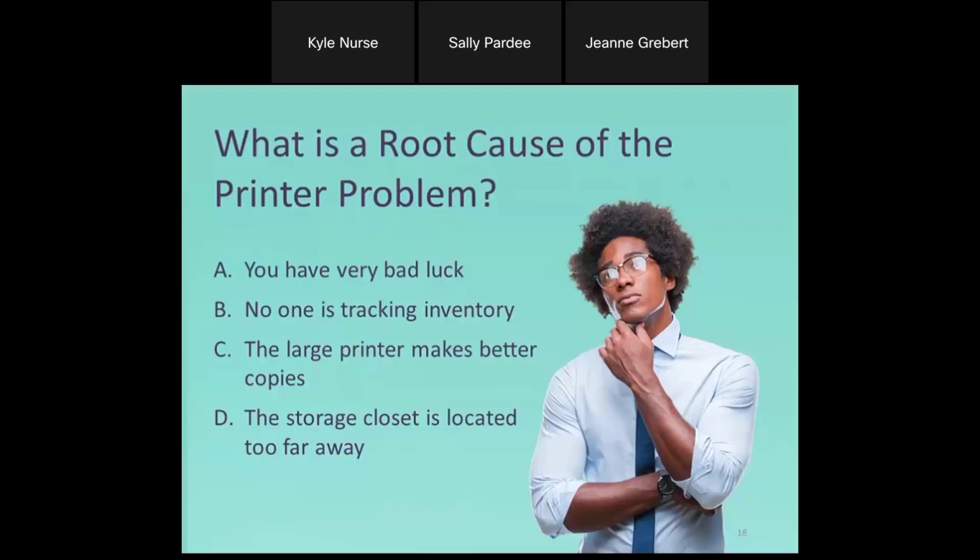So looks like B was the overwhelming response, Sally. Yes, the best answer here is B. No one is tracking inventory. By asking why, we were able to discover that a contributing factor to our printer problem is that no one is actually tracking the paper inventory in the closet nearby.